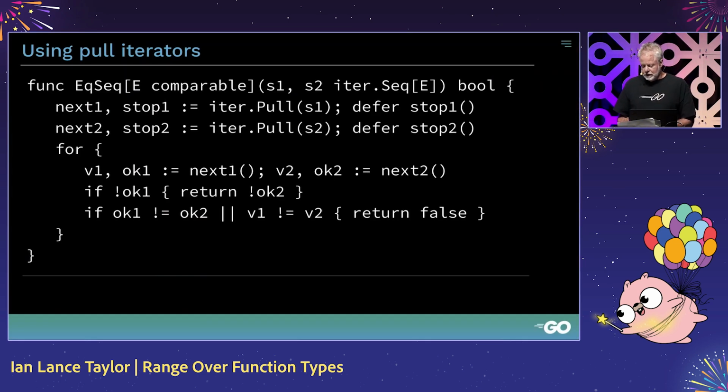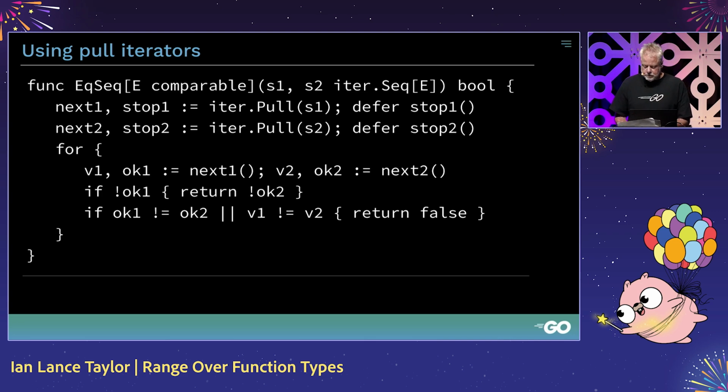Here is an example of using pull iterators to walk through two sequences in parallel. This function reports whether two arbitrary sequences contain the same elements in the same order. The code is a bit packed, but you can see we call iter.pull to convert the two push iterators, S1 and S2, into pull iterators. We use defer statements to make sure the pull iterators are stopped when we are done with them.